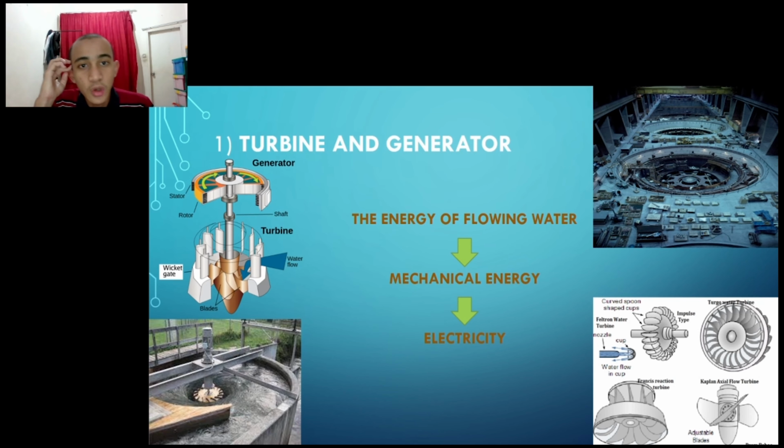Okay. The turbine and generator function to produce electricity. So how do we produce electricity? The energy of the flowing water is converted into mechanical energy by the hydraulic turbine, and this mechanical energy is converted into electricity by the hydraulic power generator. So we have electricity.